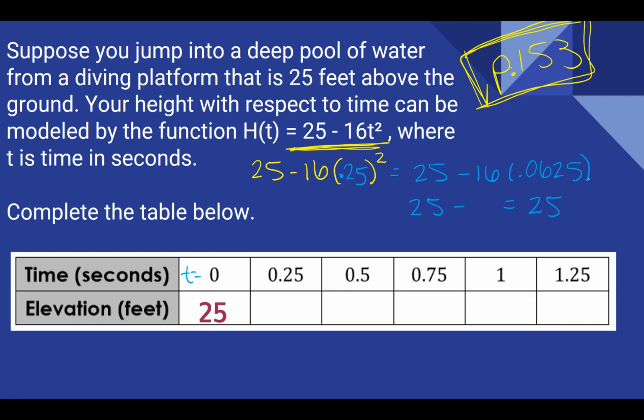What is 0.0625 times 16? Yeah, it's 1. And what is 25 minus 1? 24. So at 0.25 seconds off of the diving board, he is now down to 24 feet. So he's traveled 1 foot. Makes sense, right? That's pretty quick. He's barely off the board, so he should barely be down.